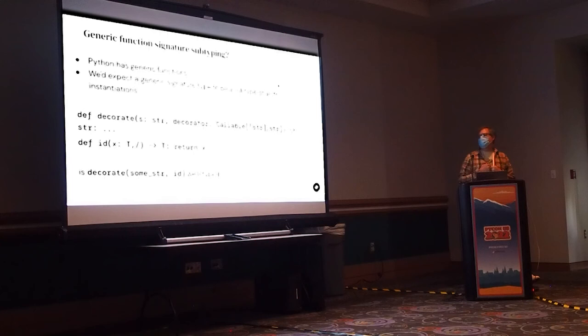And then the last thing about function subtyping is, what about generic function signature subtyping? So we have generic functions. I would expect that a generic signature was a subtype of all of its instantiations. So in other words, I have a function that needs a callable that maps a string to a string, and I have a generic function that maps a T to a T. I would expect that the generic function is a subtype of that instantiation, so that it's safe for me to pass the generic function to my decorated function.